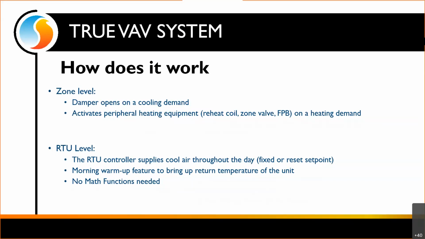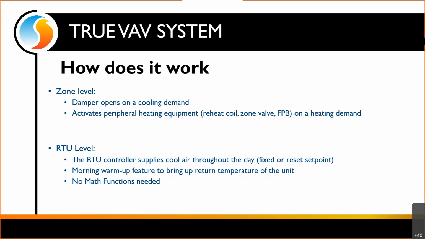So in that case, the zone damper will open up in the morning only if the zone is asking for heat. But if the space is satisfied or asking for cooling while the unit is in warm-up mode, then the damper will stay closed or at its minimum. So on the rooftop controller, its main function is to supply cool air all day long, whether it's a fixed set point or whether we want to reset that set point based on something else.